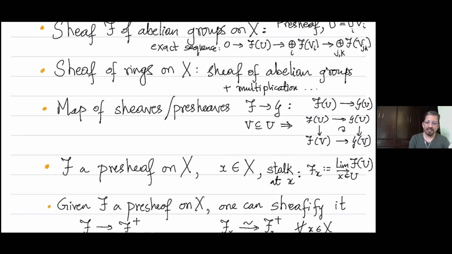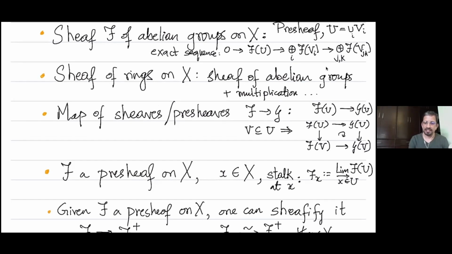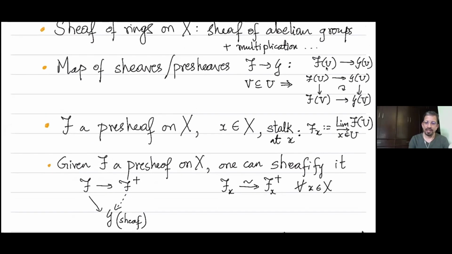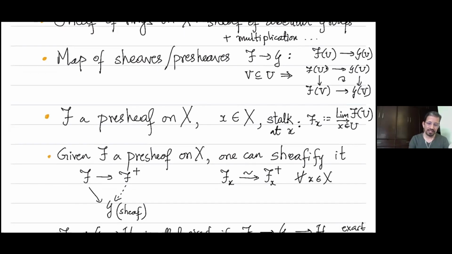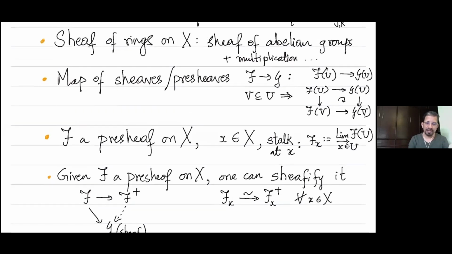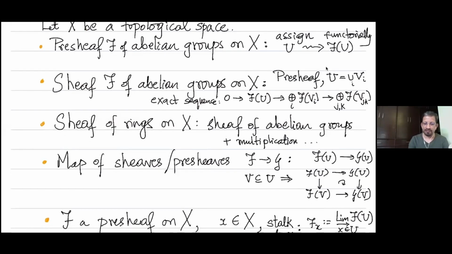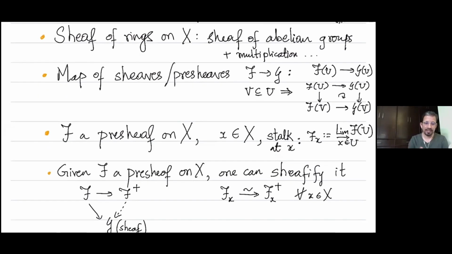So a sheaf of rings is nothing but a sheaf of abelian groups together with a multiplicative structure, and the restriction maps all respect the multiplication. One goes to one and all those things. So that's a sheaf of rings on X. Sheaves of rings are going to be important because those will be our rings of regular functions and other possible examples.